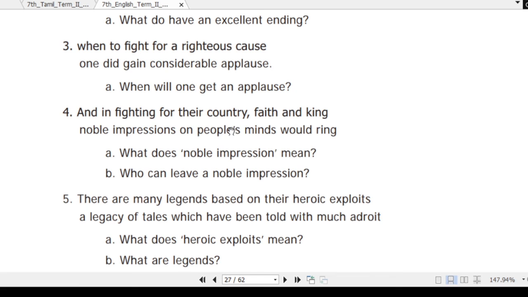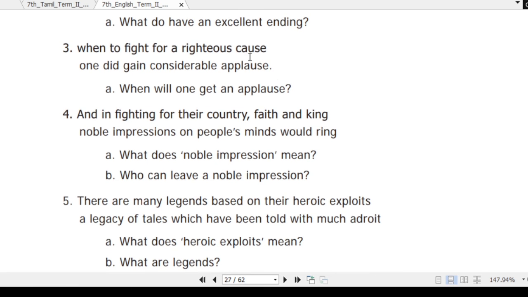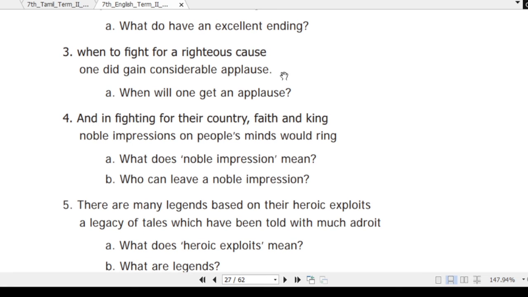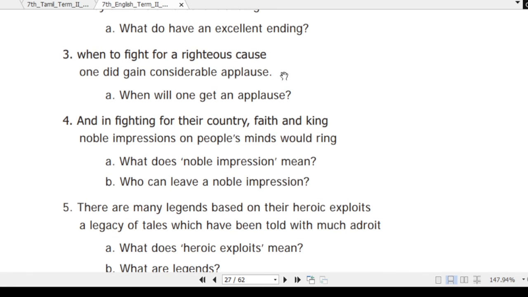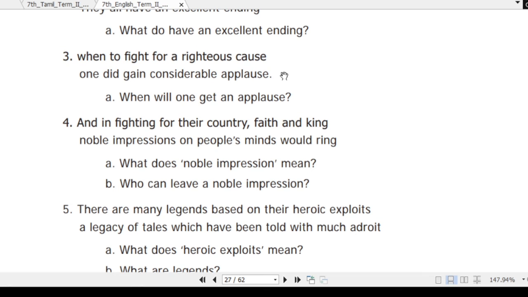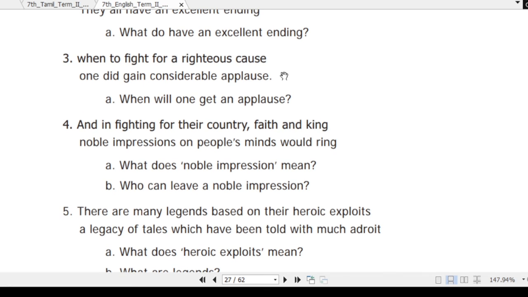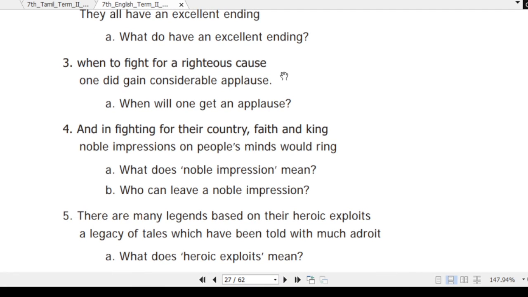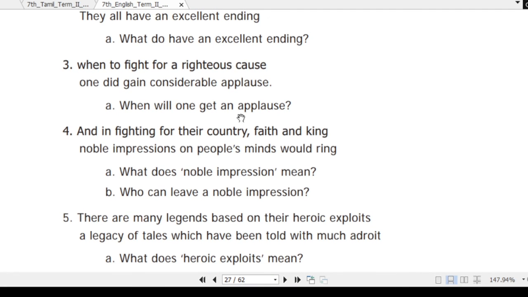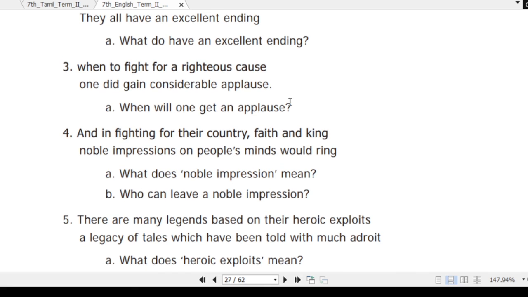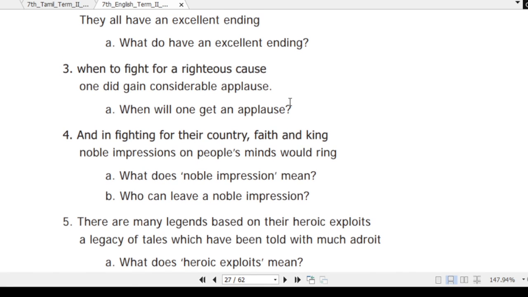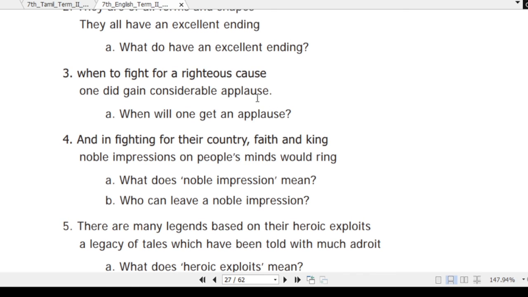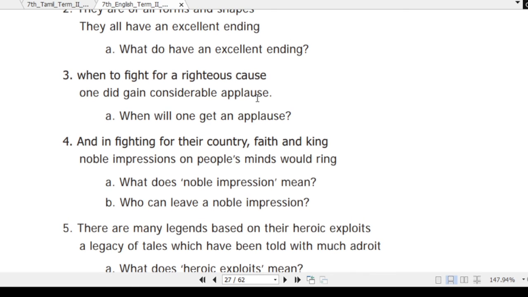Next, when to fight for a righteous cause, one did gain considerable applause. When you are fighting for the righteous cause, சரியான காரணங்களுக்காக சண்டை போட்டா எல்லாருடைய பாராட்டுகளையும் பெறுவோம். That is the Tamil meaning. When will we get applause? When we are fighting for a right cause, we will get applause.